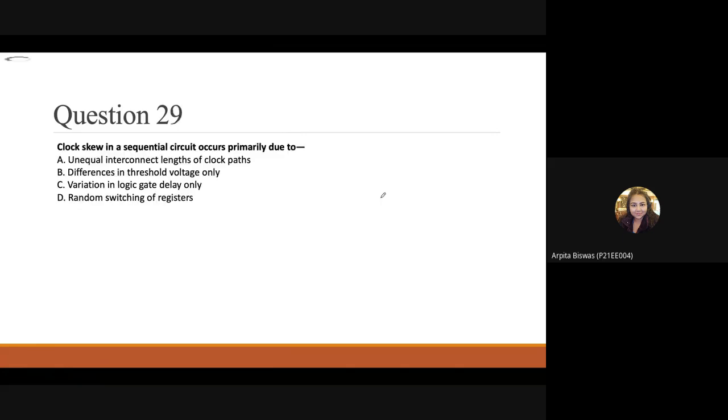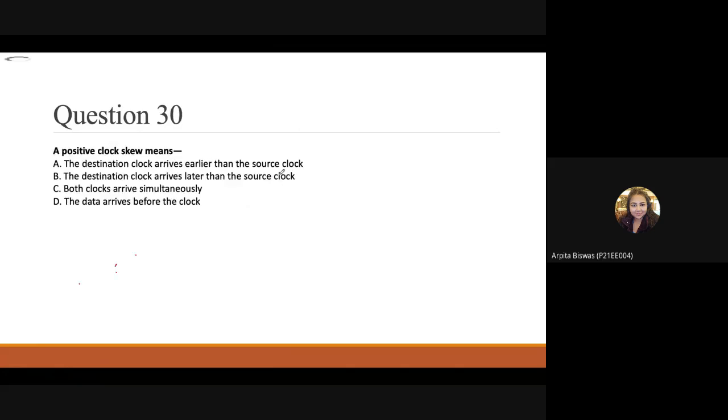Question number 29. Clock skew in a sequential circuit occurs primarily due to option A, the unequal interconnect length of a clock path, option B, differences in threshold voltage only, option C, the variation in logic gate delay only, and option D, random switching of register. Option C. No, question number 29, the right answer is option A. You can cross check it. If you have any doubt, you can cross check it. The answer is option A, unequal interconnect length of clock path.